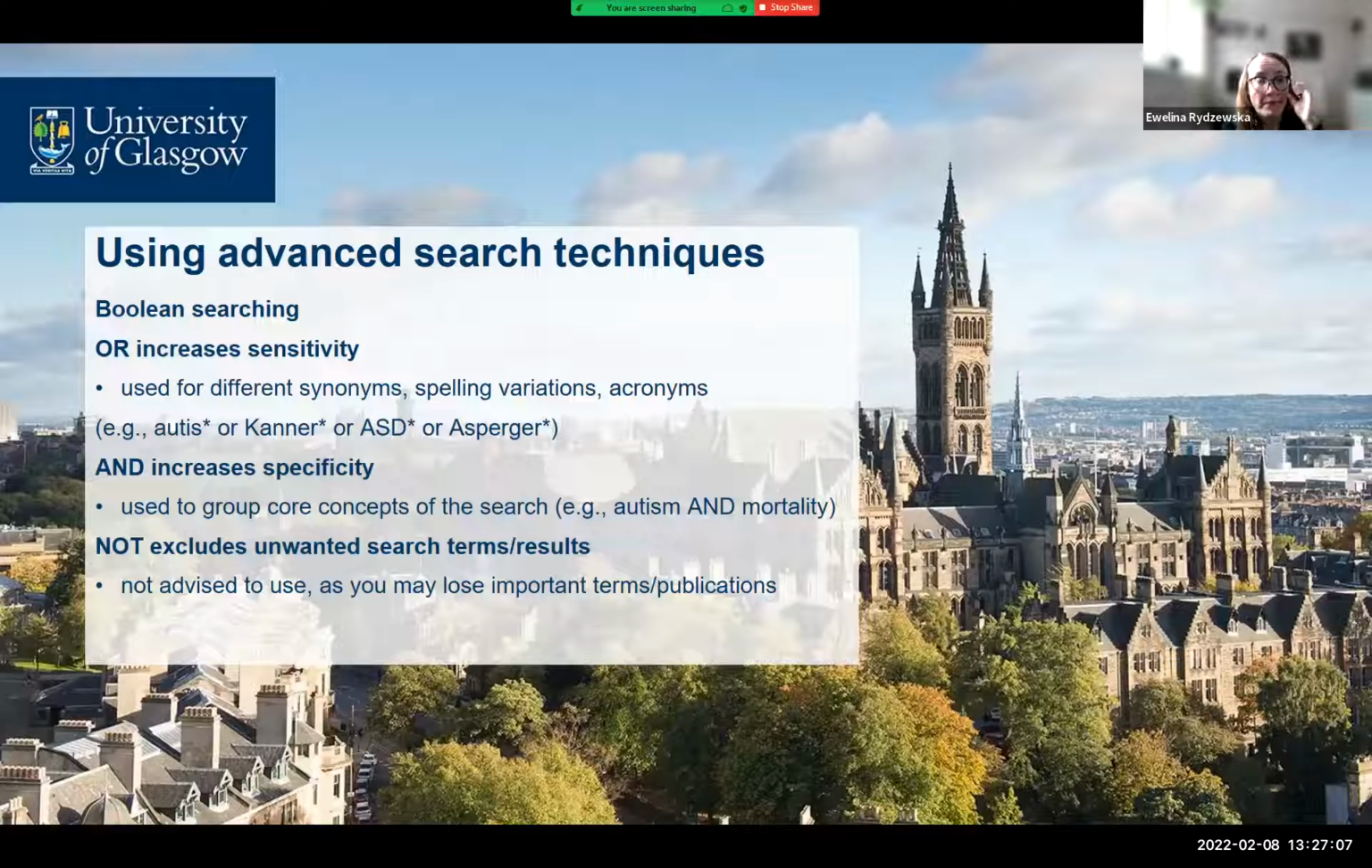All right. So now, since we've talked a little bit about designing the review, let's talk about actually using different search techniques. There are the Boolean phrases that you can use in designing your search terms for your review, and you have probably heard of them if you have heard of a systematic review at some point or another.